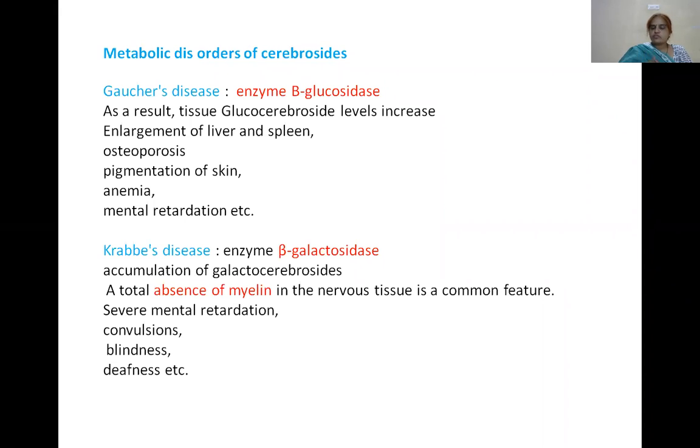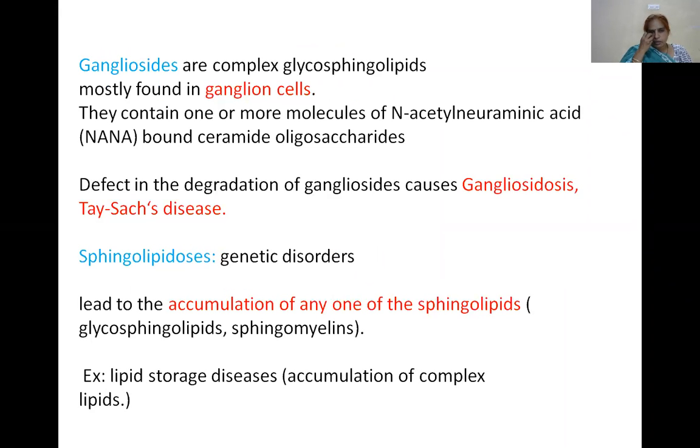So total absence of the myelin sheath in the nervous tissue is a common feature. And also severe mental retardation, convulsion, blindness, and deafness you can observe in Krabbe's disease. Now gangliosides. What are the gangliosides?